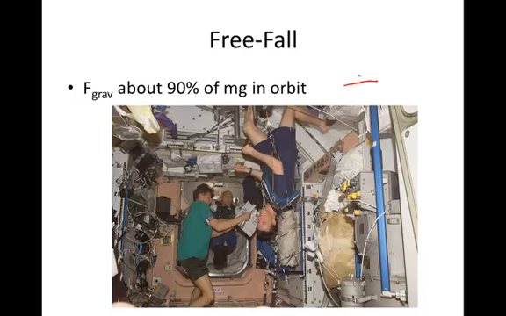So here's the space station that you're standing in, and you're both moving with a velocity in this direction, and you're both experiencing a force in this direction. And so you're falling together, and you're actually falling at a rate that's equivalent to the acceleration you get at about 90% of g.